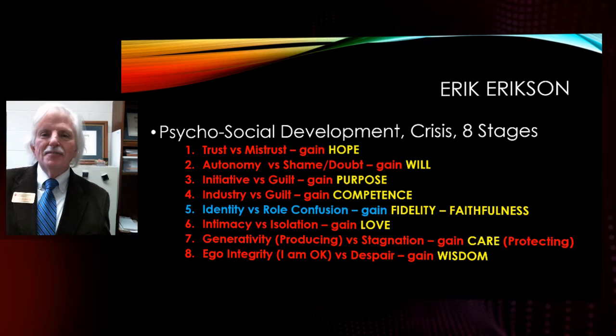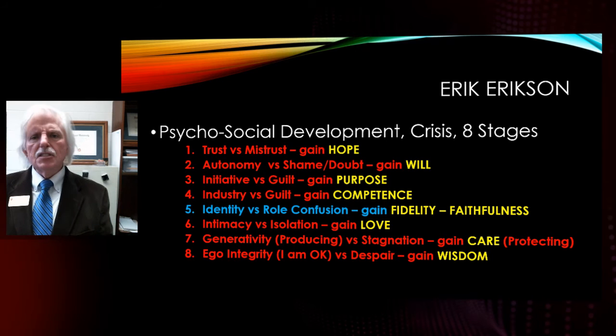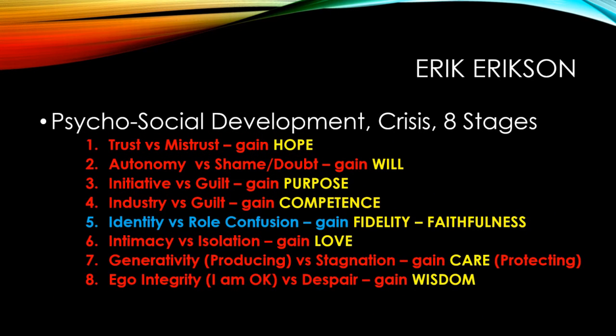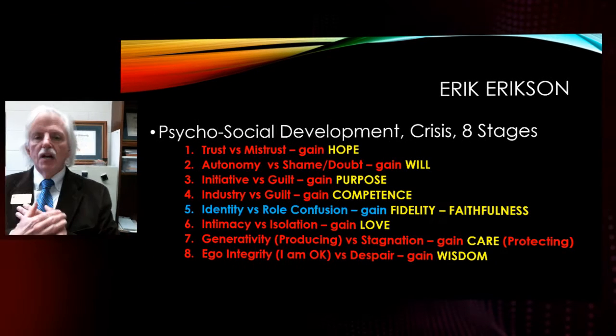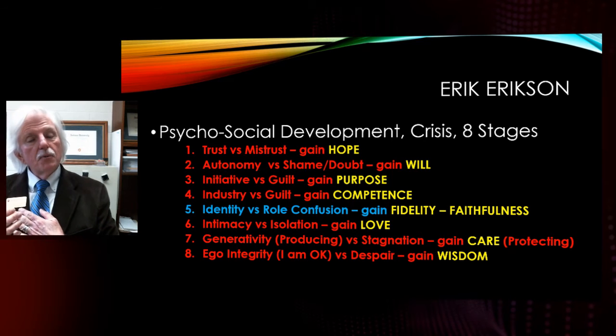Then we get to number 5, and that's where most of your students will be, in the middle schools and high schools. Still trying to solve number 5, which is in the blue, identity versus role confusion. What the adolescents want to know is, who am I? If you solve that, if you begin to realize this is who I am, my self-concept, my self-esteem, the view I have of myself, then the bonus points, what you're going to gain is fidelity and faithfulness, which are both positive character traits.